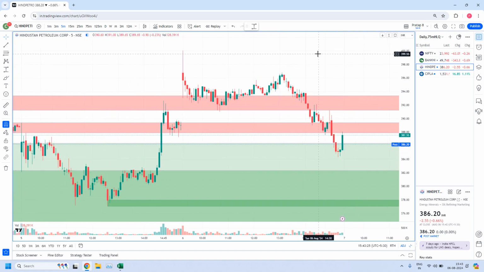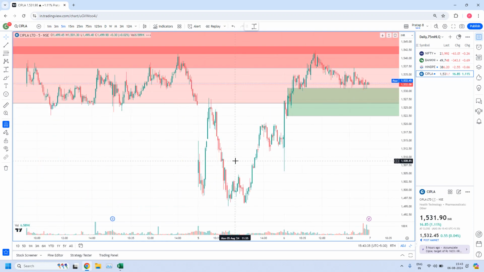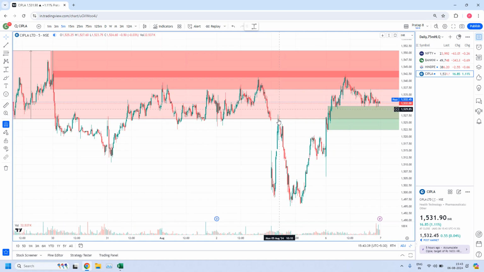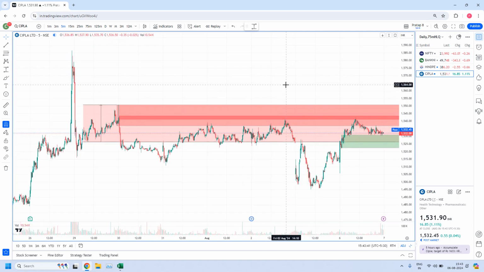So these are the only 2 high liquidity zones identified yesterday. Hope this information will be helpful to you. Especially CIPLA is a very good learning for all the members who are practicing the aggressive trade concept that you learned in lesson 21. So this is about today's session.